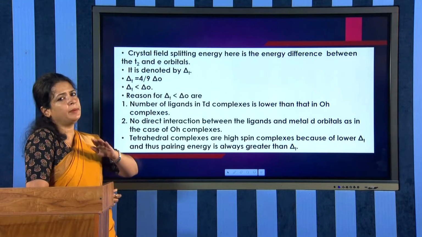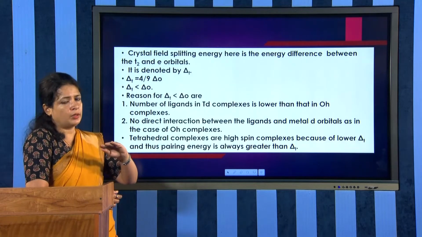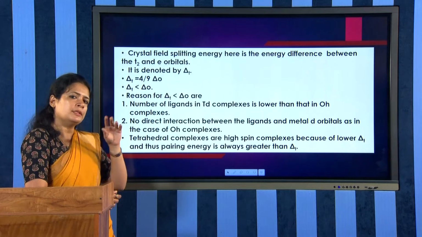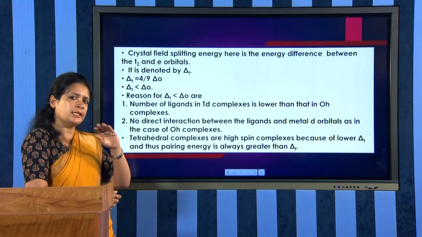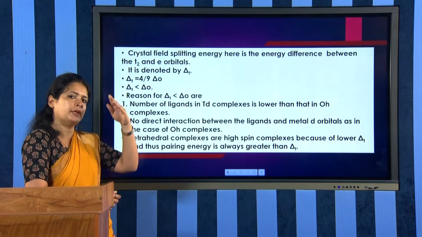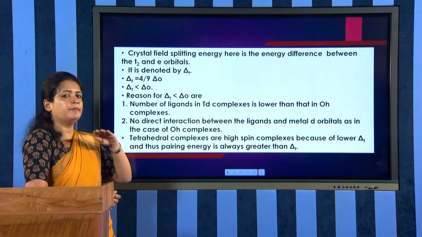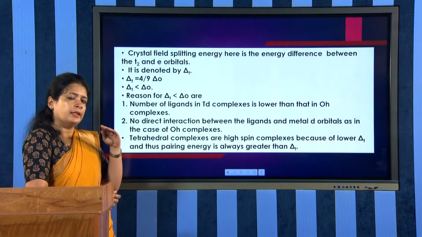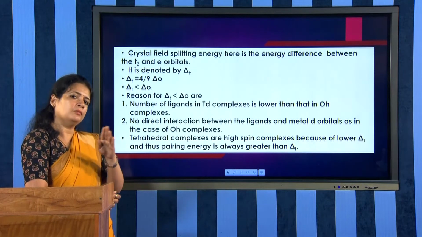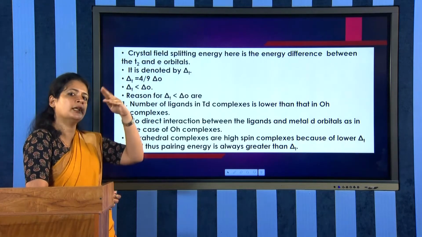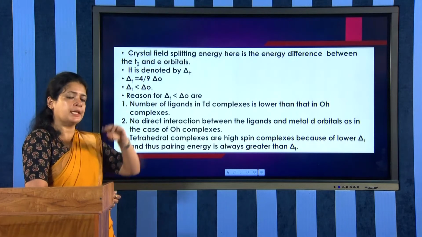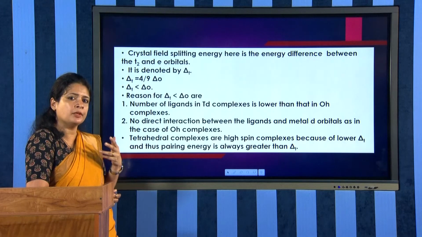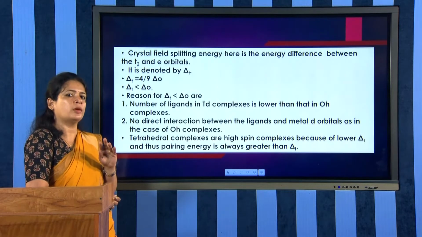High spin complexes means, since the delta T is much less, the electrons will be going upside, to the greater energy. For example, if we are filling the electrons in the d4 case, first 3, after the filling of the first 3 electrons, the 4th electron will be moving to the upper state, and such complexes are called high spin complexes, because spin is more in that case.